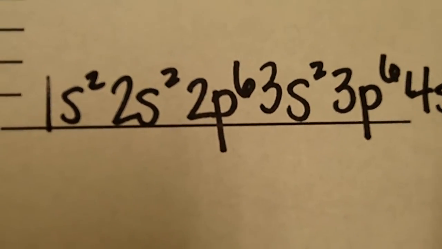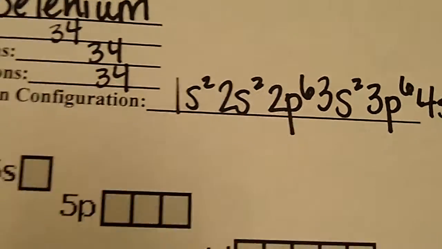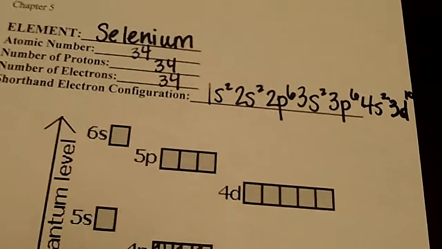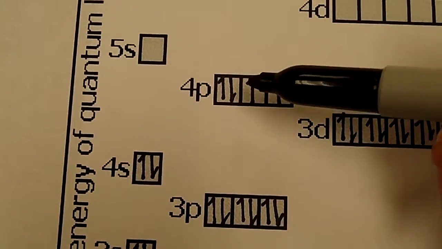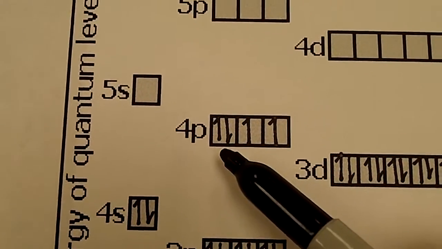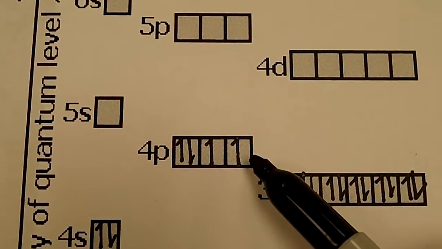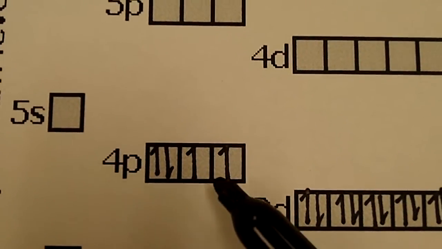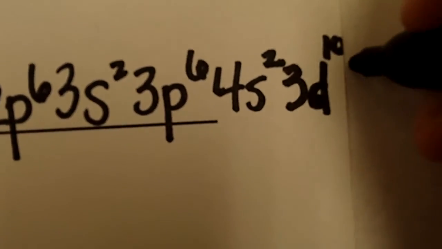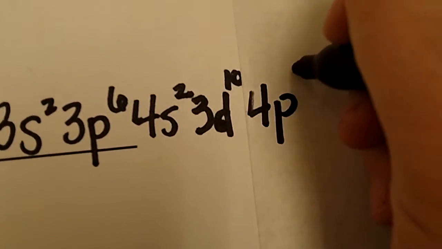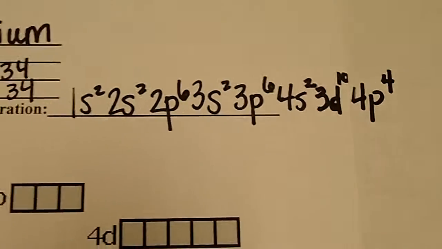Trying to hold the video camera too. And just to help with saving room, so you guys can actually see it. So after 3d10, you have 4p. Notice you're only putting the number of electrons that are actually in there. As you can see, 4p can hold 6, but in terms of this specific element, selenium, you can only hold 4. So 4p4. Okay, there you have it.